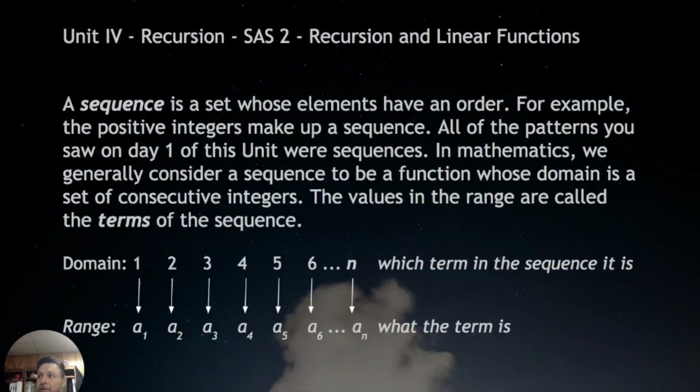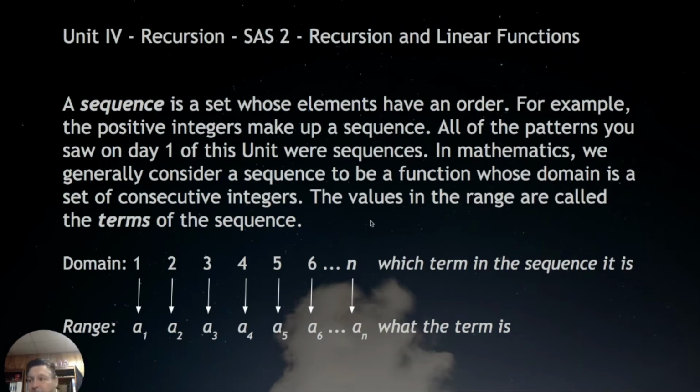All right, so a sequence is a set whose elements have an order. For example, the positive integers make up a sequence, 0, 1, 2, 3, 4. We're very accustomed to that sequence. All of the patterns you saw on day 1 of this unit were sequences, okay? Anyway, in mathematics, we generally consider a sequence to be a function whose domain is a set of consecutive integers. The values in this range are called the terms in the sequence.